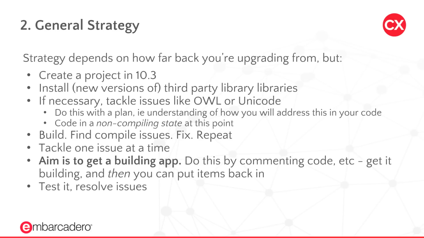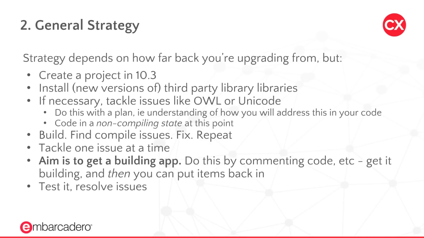The goal is to get a building app, and that means that you want to get a building app by whatever means necessary. Once you have something building, you can start adding things back in. So when you upgrade, start doing everything you can just to get a building app. You know, comment code out, remove code, whatever you need to do, as long as you can get something where you press the run button, it will compile and link. Of course, when it actually runs, you may run into problems, but that's the kind of thing you can fix.